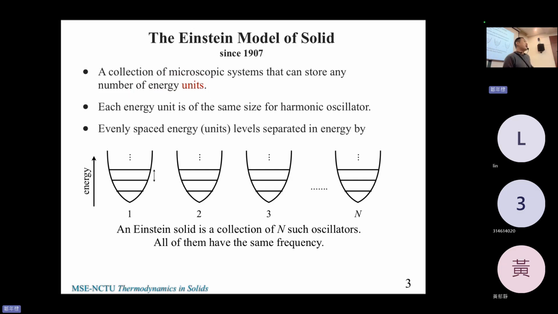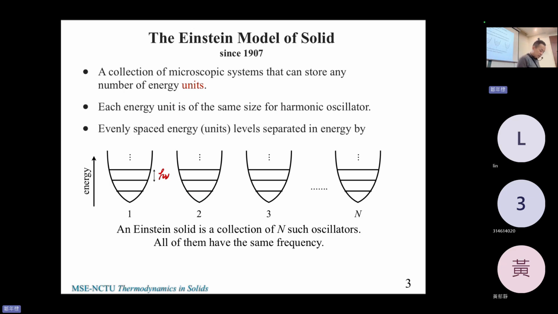So you can imagine that a solid is a collection of many oscillator systems, 1, 2, 3, up to n oscillators. Each oscillator is a storage of energy, and each energy unit has the same size. For a harmonic oscillator, no problem. The energy is equally spaced for each energy level.